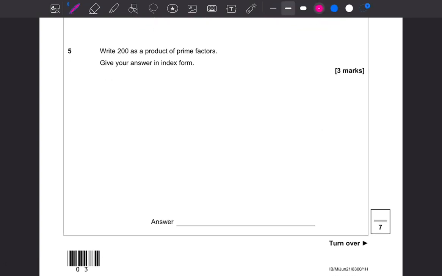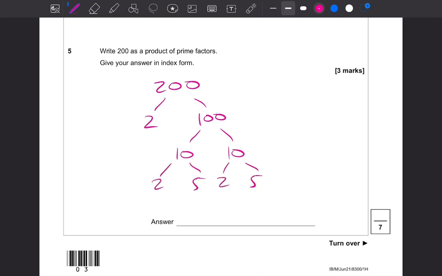Write 200 as a product of prime factors. We'll split the 200 into 2 and 100, and the 100 into 10 and 10, and then each 10 into a 2 and a 5. So these are all primes now on the end. We've got some 2s, some 5s. We have 3 2s and 2 5s. Lovely jubbly.